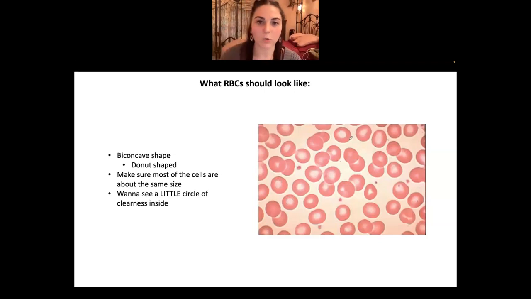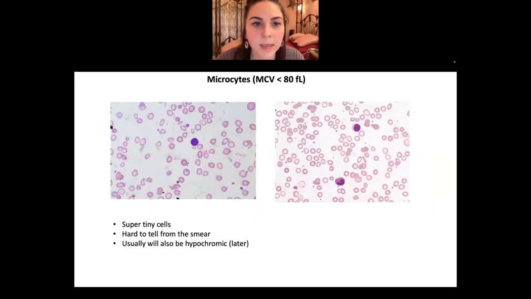And again, if you know what a red cell looks like, it's kind of like dish-shaped. It's a horrible drawing, but it kind of indents on both sides. That's why it looks like a donut if you were to look at it straight on. So this is what your normal red cells should look like. Microcytes are just really small versions of red cells.